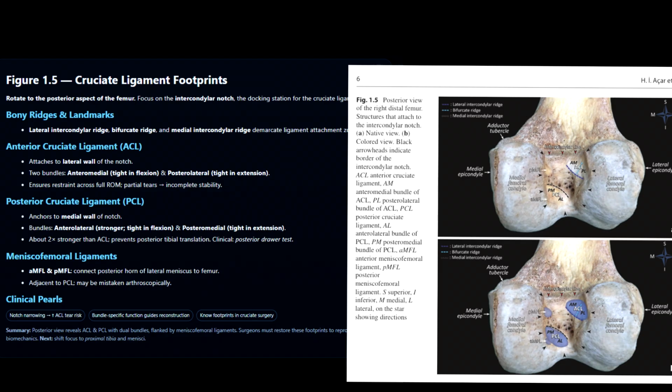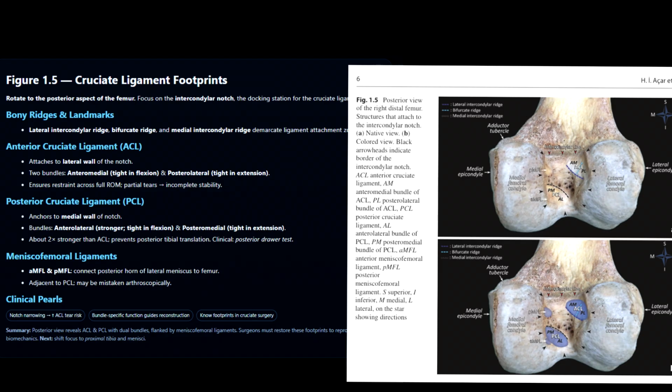Now, do you notice those smaller labels, AMFL and PMFL? These are the meniscofemoral ligaments, tiny but important fibers that connect the posterior horn of the lateral meniscus to the femur. They course near the PCL and are sometimes mistaken for part of it during arthroscopy. They play a role in stabilizing the meniscus during movement.